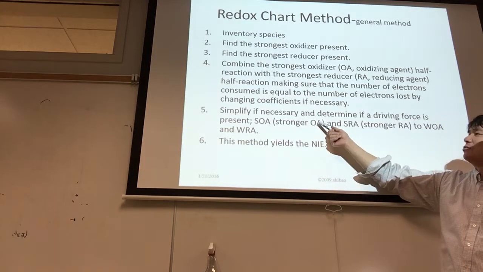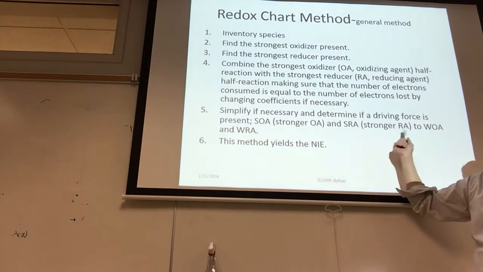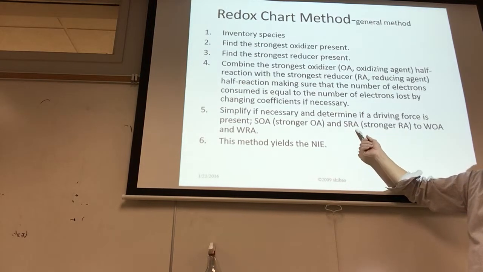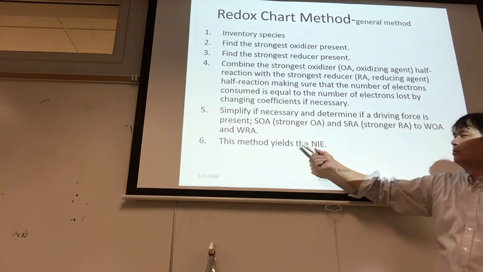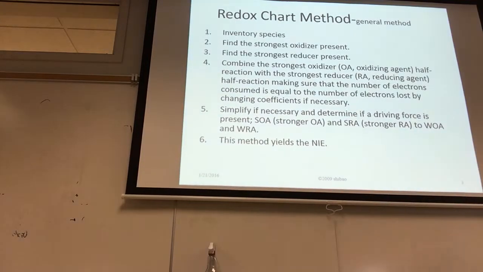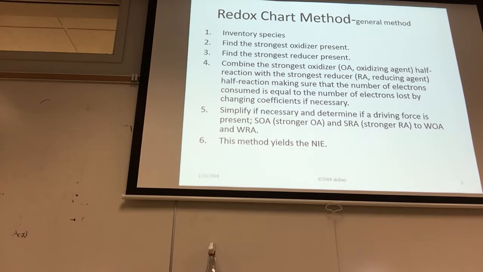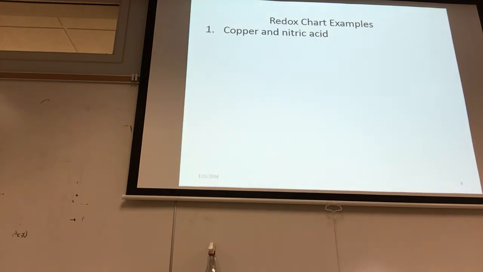And then we look for a driving force. When we do the driving force, we want to go from stronger oxidizer, or SOA, to weaker oxidizer, WOA, and stronger reducer, SRA, to weaker reducer. And this method always yields a net ionic equation, so you don't have to do the full complete. You can, if you go backwards. It's not that difficult. You don't have to worry about this part. And so let's use the chart method for something like this.